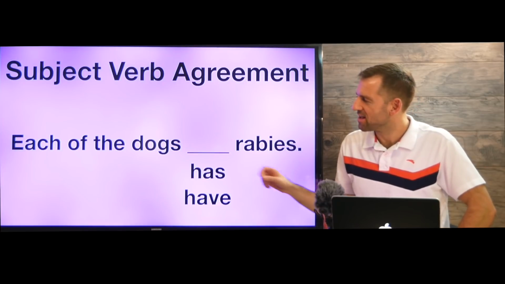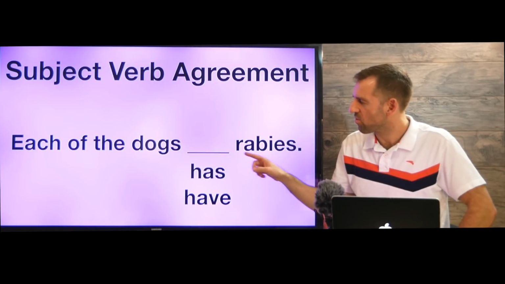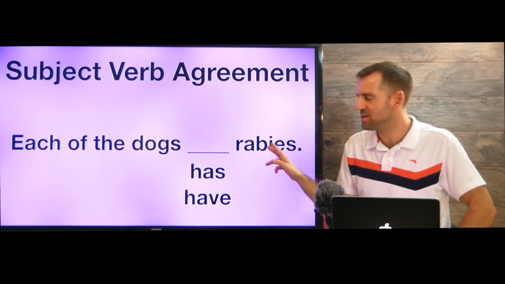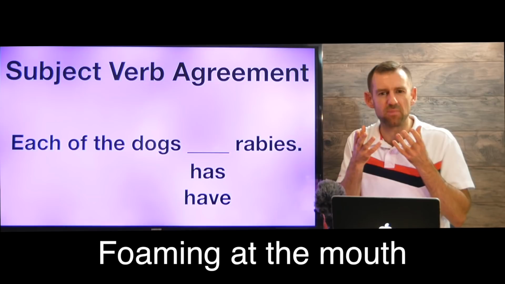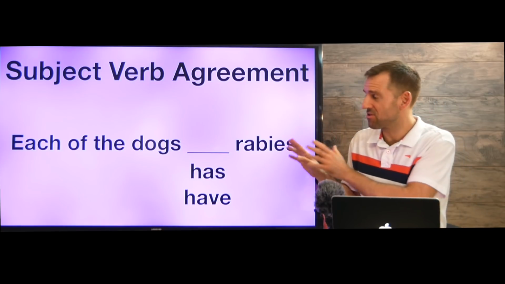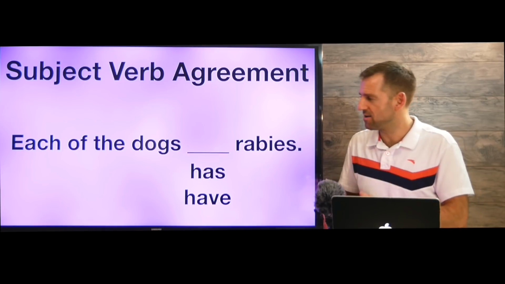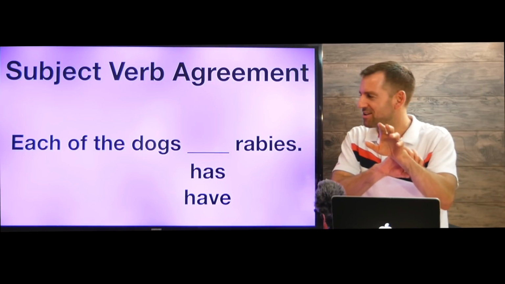Okay, here's another one. Each of the dogs has rabies, or each of the dogs have rabies. Rabies is a disease where dogs start foaming at the mouth and they go crazy. It's a very bad disease. It's deadly. If humans get it, you might die. So hopefully you don't get bitten by a rabid dog.